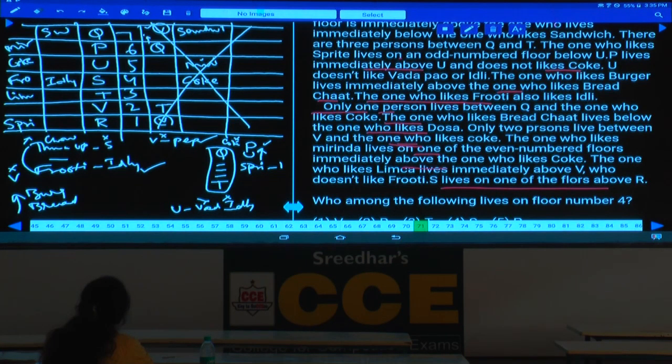Isn't it? Fruity and idli, and this person is thumbs up, thumbs up. Then what is left over here? Mirinda, Coke, Fruity, Limca, thumbs up, Sprite, done. And finally we are left with Pepsi, and this is Pepsi.